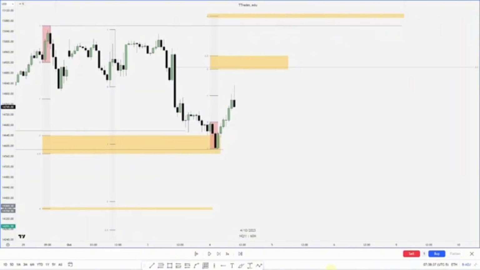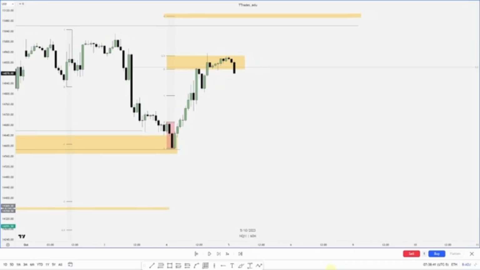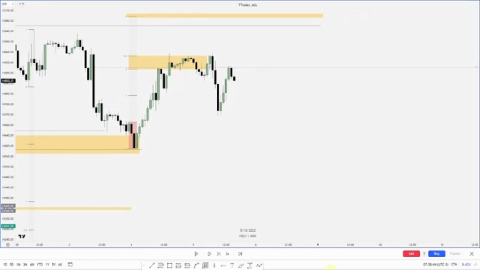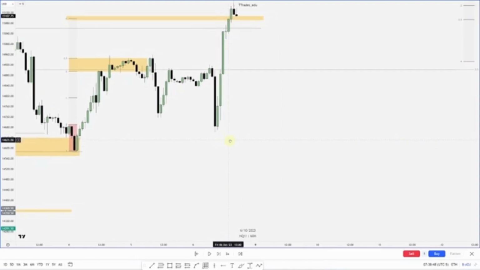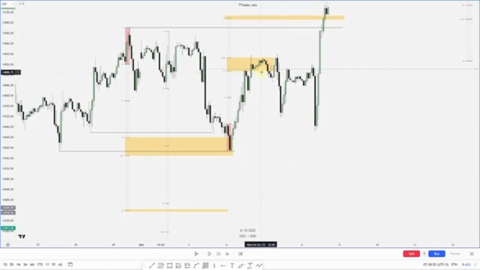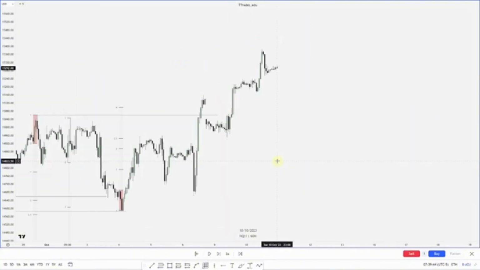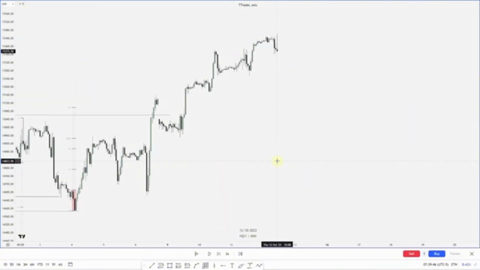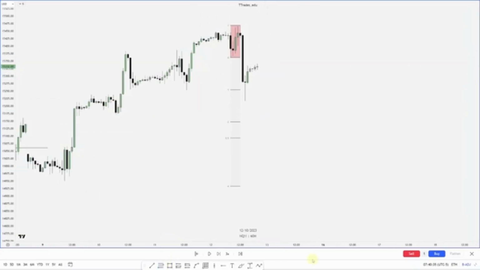So let's let this play out. And there we go, we reach into that 4th standard deviation. So let's clean up the chart a little bit here. So letting this continue to play out. And there you see we get to our 3rd example. So let's go ahead and mark out this manipulation leg once again and project it out. Let's see what happens here.